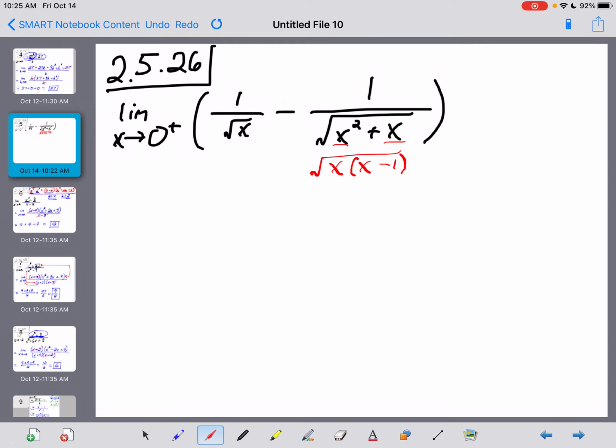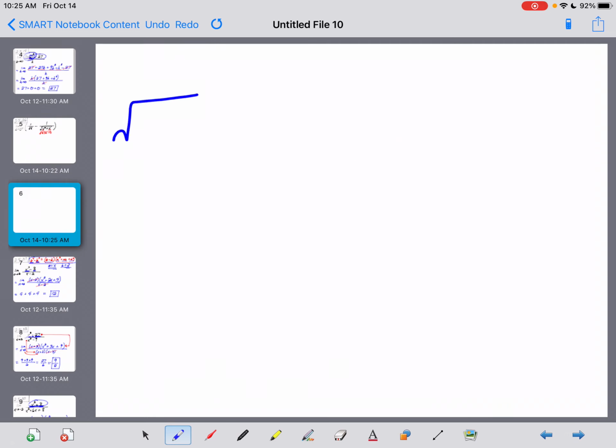And now, let me just refresh everybody on something you guys learned a long time ago, but you might very well have forgotten. If you have, everybody, the square root of a product, such as a times b, that can be broken up into the square root of a multiplied by the square root of b.